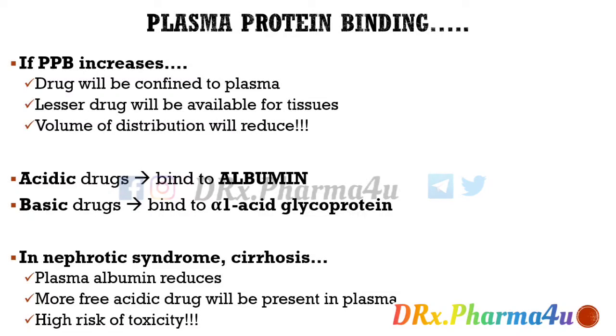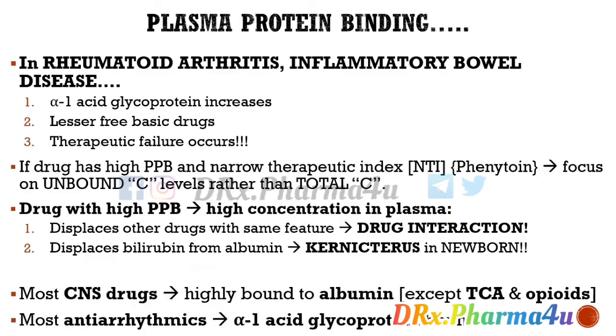So that is why in nephrotic syndrome or liver cirrhosis, if we are using medications which have high plasma protein binding, and if that medication is an acidic medication, we should be very careful and monitor the patient for any kind of side effects.